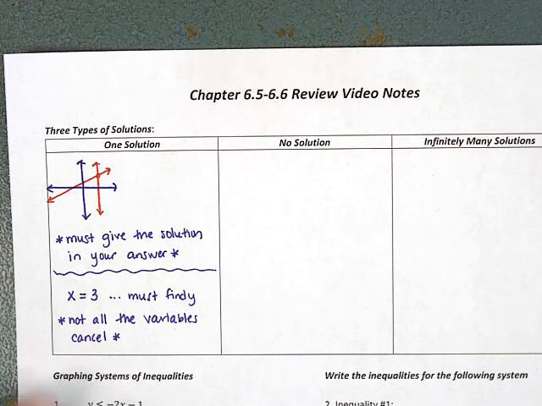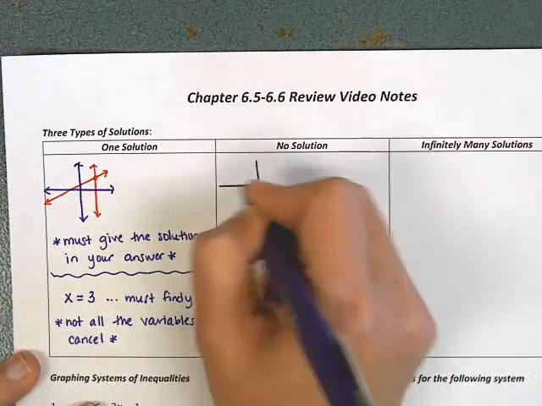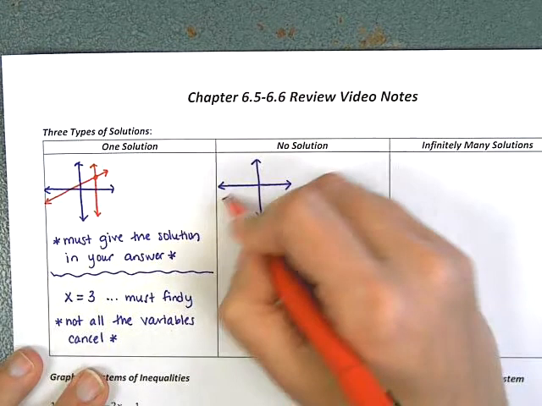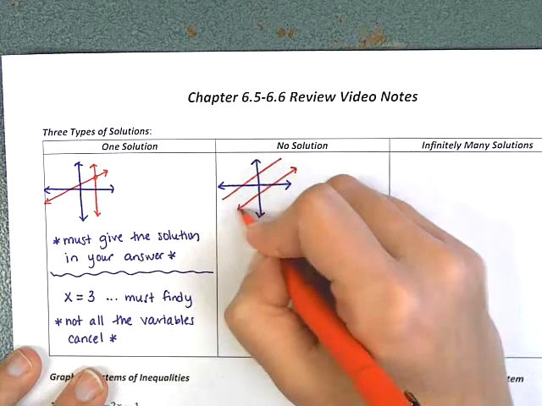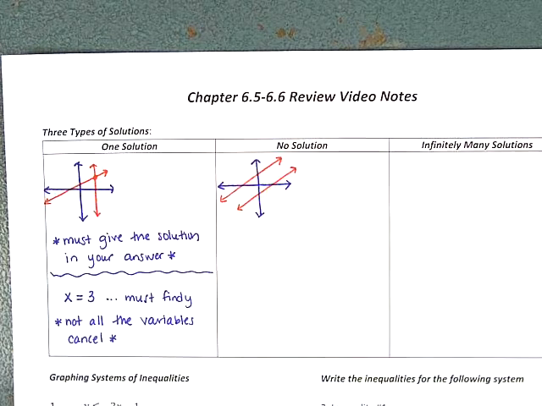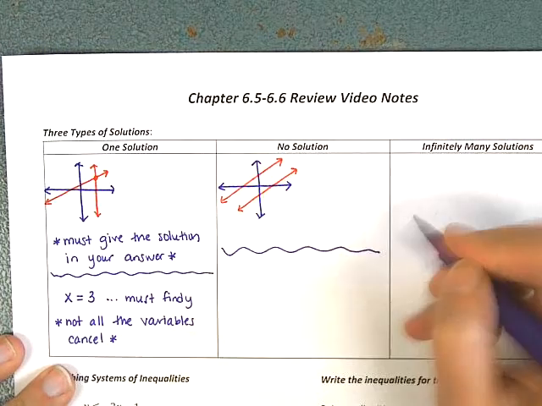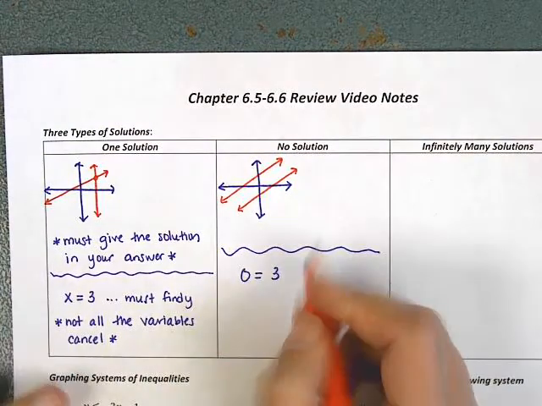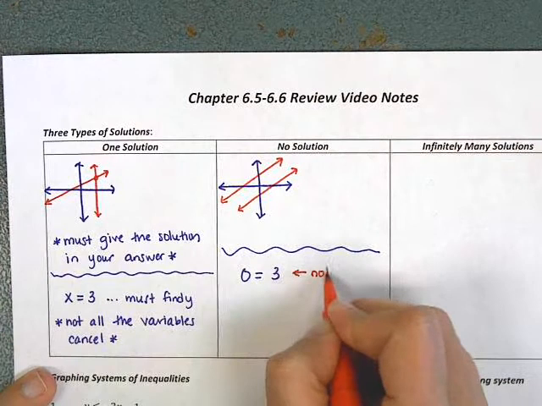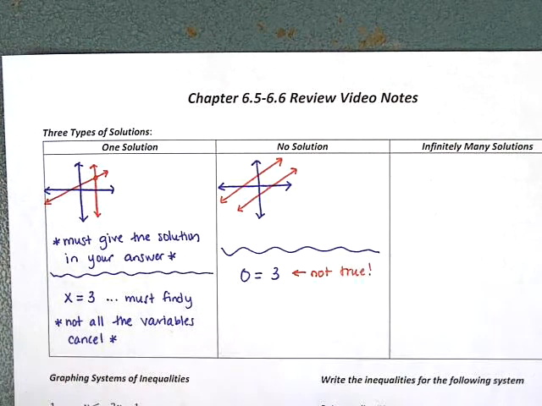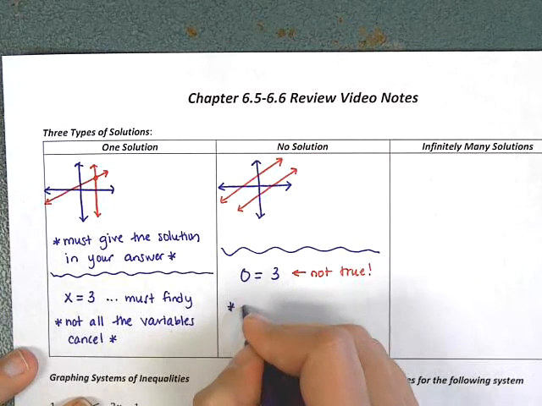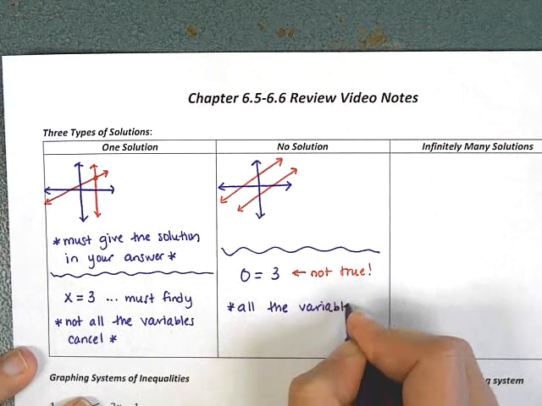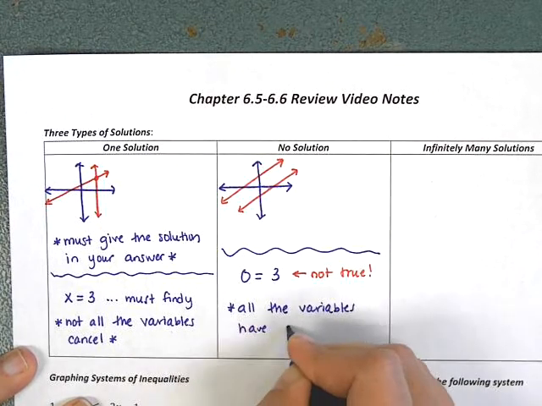Now, if there is no solution, then when you're looking at a graph, you're going to see two lines that never intersect. Because if the lines never intersect, then there would be no solution. If you're solving an equation, then when you get to the end, you're going to get something that is not true. And you will notice that all the variables have canceled each other out.